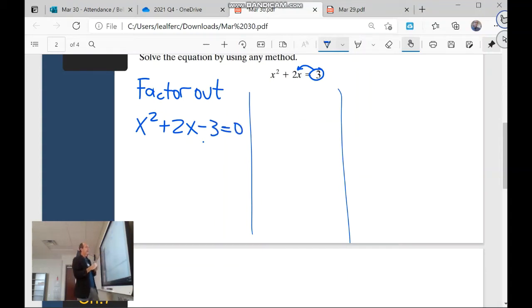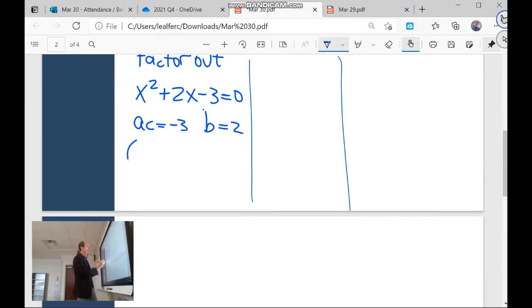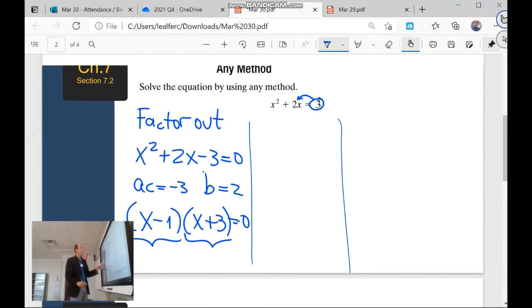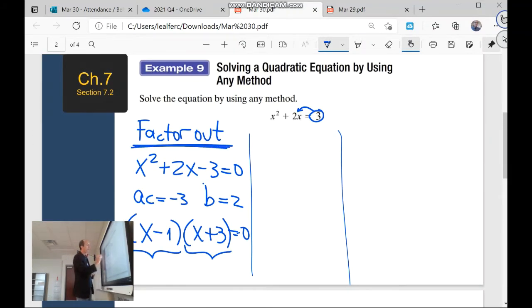You can factor it out. Find ac equals 1 times negative 3, and b equals 2. Find two numbers whose product is negative 3 and whose sum is 2, and you can factor because the numbers are negative 1 and 3. So x minus 1 times x plus 3 equals 0. If this is 0, you need to have x minus 1 equals 0. If this is 0, you have x plus 3 equals 0. You find the solutions using this method, factoring out.